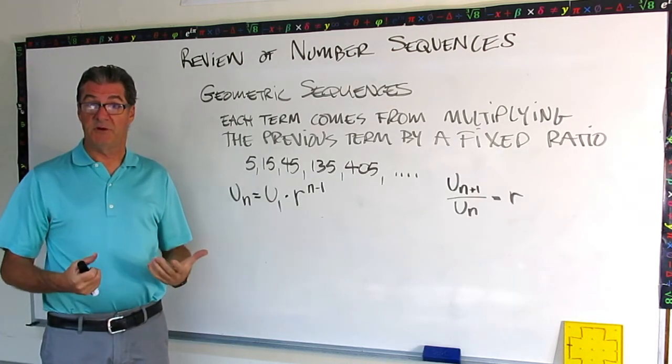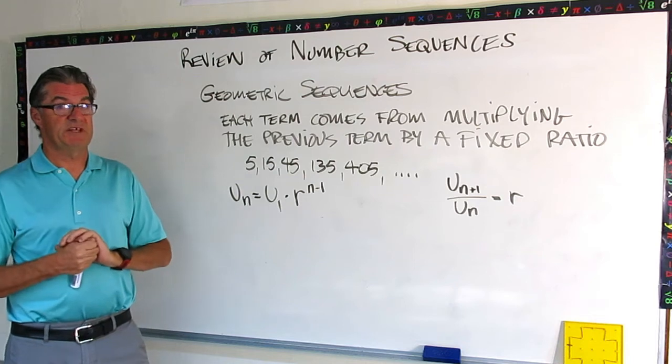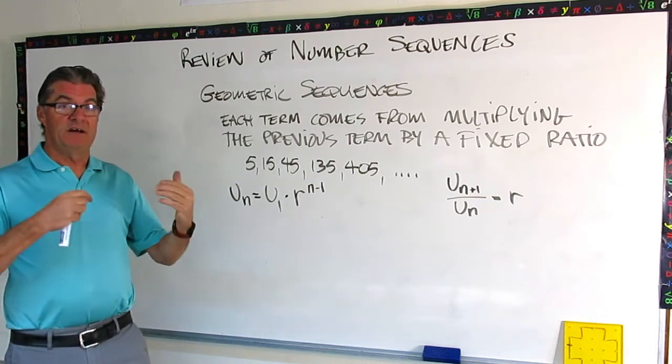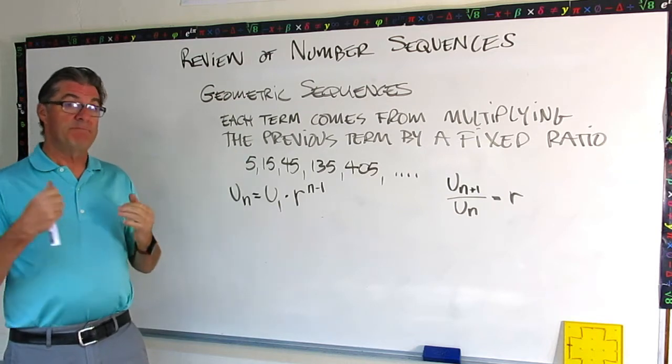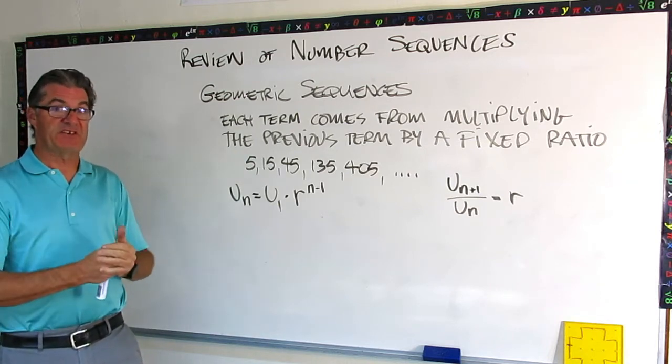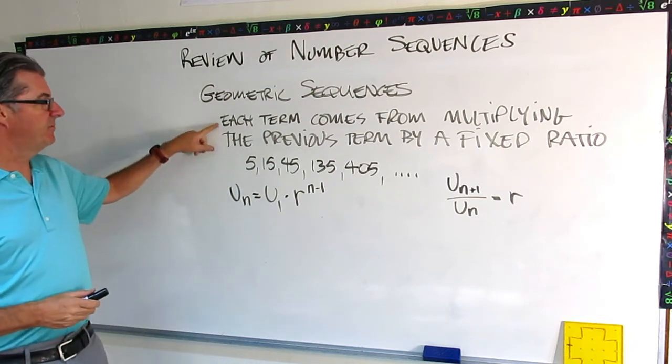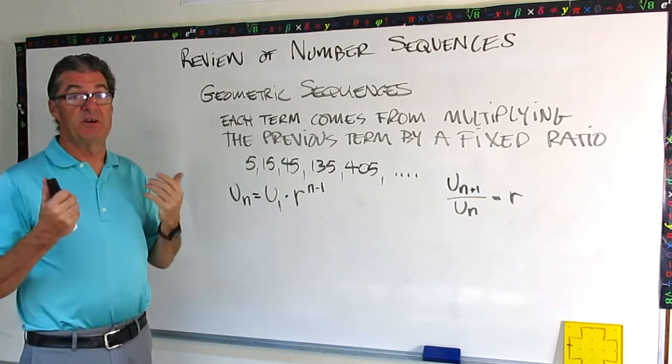After arithmetic sequences, we moved into geometric sequences. And geometric sequences work a little differently. Instead of adding a fixed common difference, we multiply the last term by a fixed ratio to get the next term. So each term comes from multiplying the previous term by a fixed ratio.